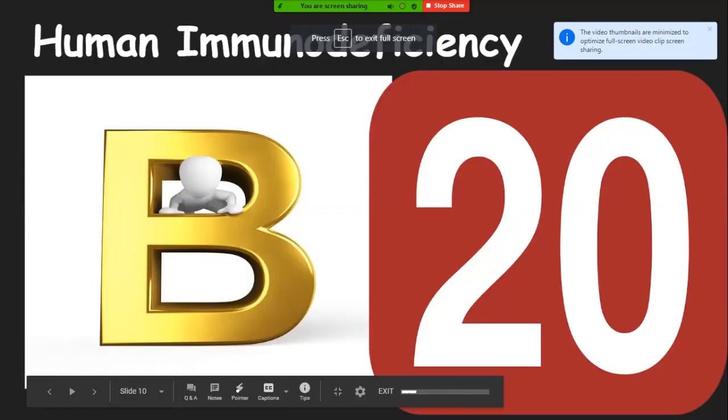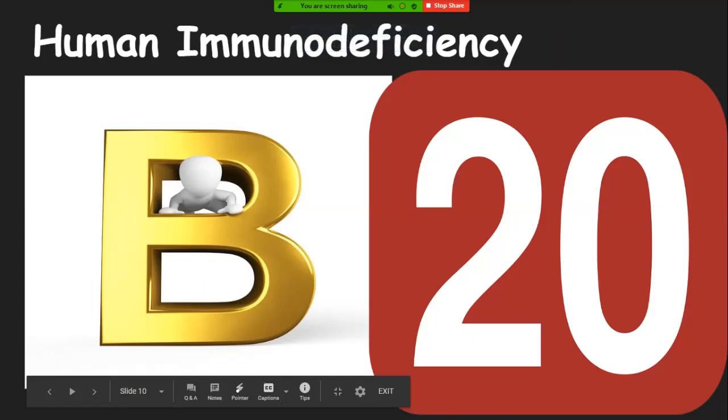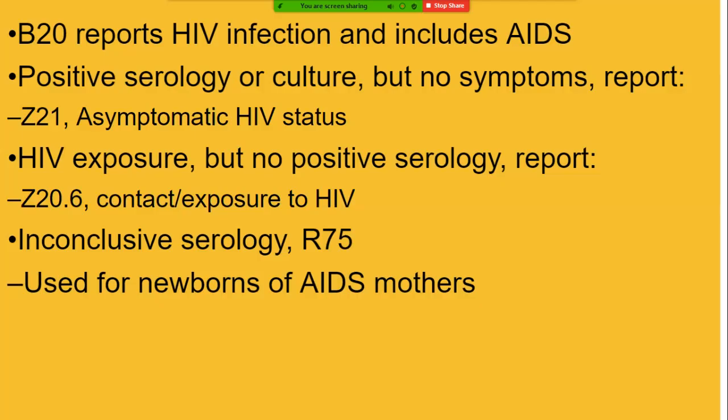Okay, human immunodeficiency, B20. B20 reports HIV infection and includes AIDS. When you go into your ICD-10 and you look at the guidelines that B20 holds, you're going to see a lot of these very important points there too.